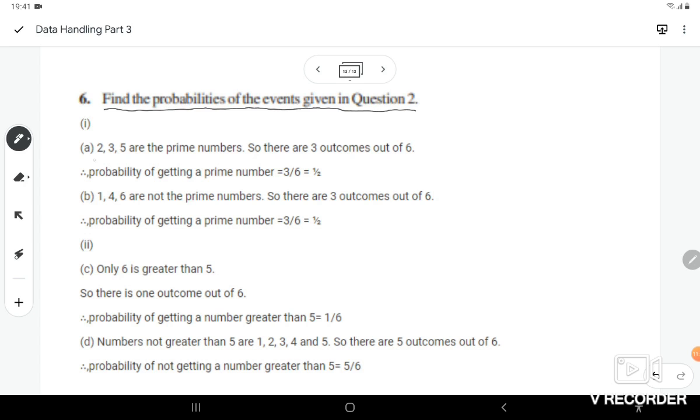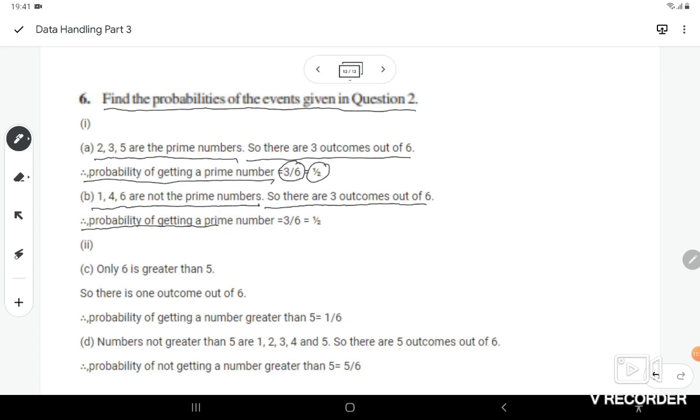So let's see. So we know that 2, 3 and 5 are prime numbers. So there are 3 outcomes out of 6. So probability of getting a prime number would be 3 divided by total number of outcomes, which is 1 by 2. Next part was not getting a prime number. So 1, 4 and 6 are not prime numbers when you toss a dice. So again there are 3 outcomes out of 6. Therefore probability of getting not a prime number is 3 by 6, that is 1 by 2.